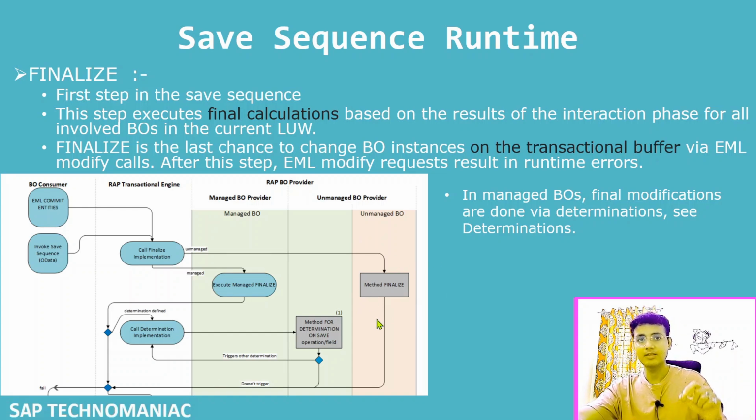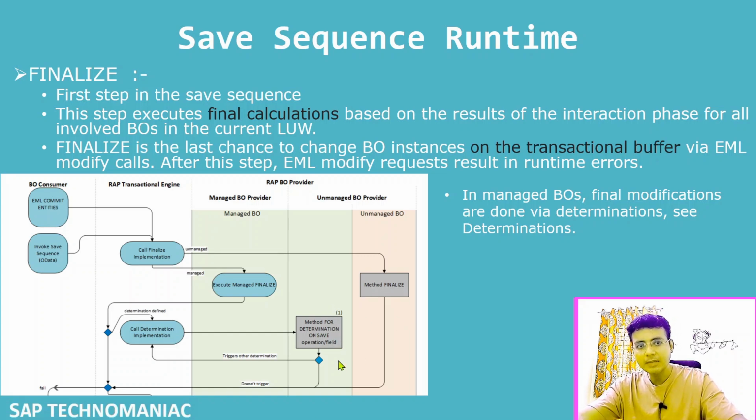After this, that is the most important thing: you will not be able to use any EML statement to modify your transactional buffer. This is the last chance to make sure whatever modification you want to do, you do here. In managed BO we also have the managed finalize, but that is done by the runtime, by the framework. We don't need to worry. But in the unmanaged scenario, if you want to finalize something, you have to do it here. And determination in the managed scenario is used for these kinds of things.